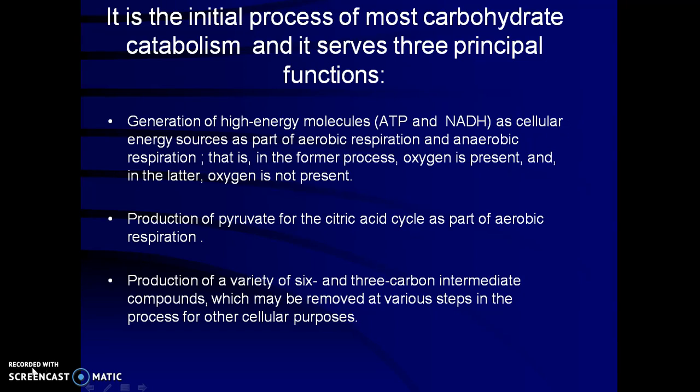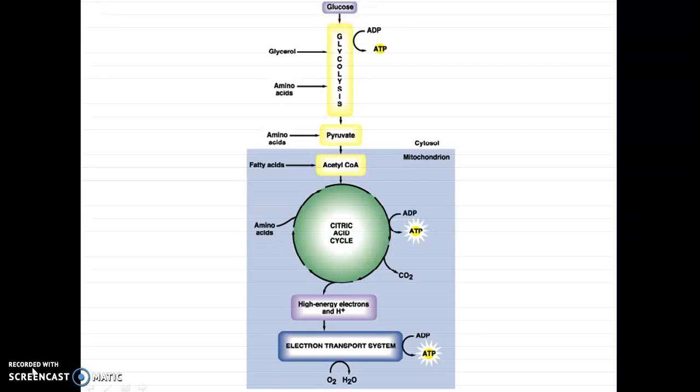The first one is generation of high energy molecules as energy sources as part of aerobic respiration and anaerobic respiration. Second is the production of pyruvate for the citric acid cycle as part of aerobic respiration. And third is production of a variety of 6 and 3 carbon intermediate compounds which may be removed at various steps in the process for other cellular purpose.